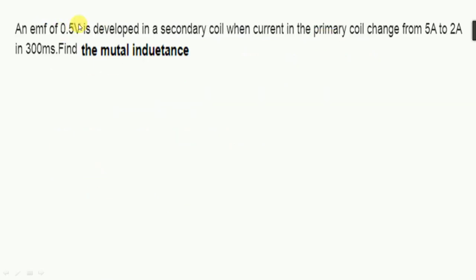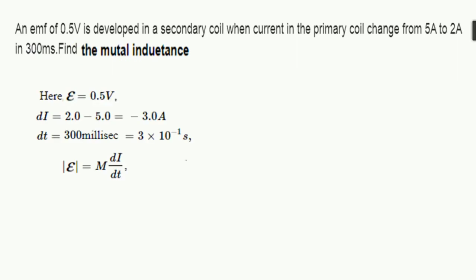So in this question, 0.5 volt of induced EMF is developed in one coil when the current in the second coil is changed from 5 ampere to 2 ampere in 300 milliseconds. So we have to find the mutual inductance, and the time is 300 milliseconds. Milli means 10 to the power minus 3, so it will be 3 into 10 to the power minus 1 second. Now you can put the values and find the mutual inductance.